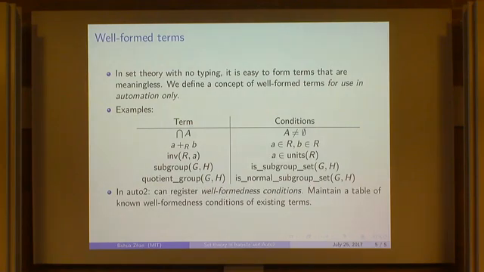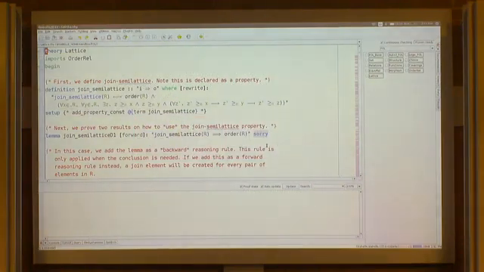In Auto 2 we can register conditions like this as well-formedness conditions, and during the proof we maintain a table of well-formedness conditions. So basically Auto 2 can manage these conditions in a table. Okay, so that is basically the 3 slides that I have. And now I will start the demo, because I thought this is mainly about the demo.